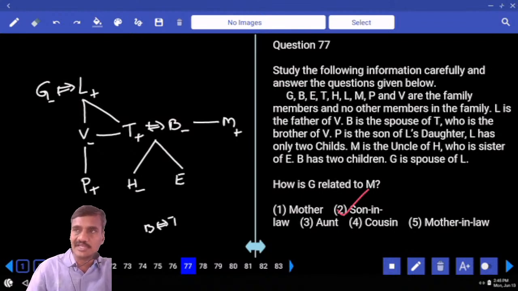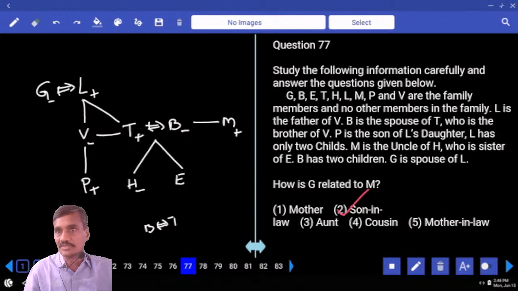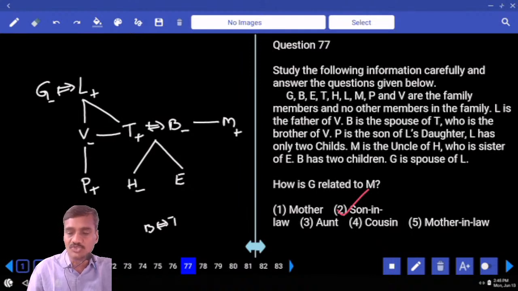Clear? We cannot take straight away mother-in-law. B's mother-in-law is G. But though B and M are siblings to each other, the same relation cannot be carried to this M as well. The actual answer is sister's mother-in-law. Or there is no relation.